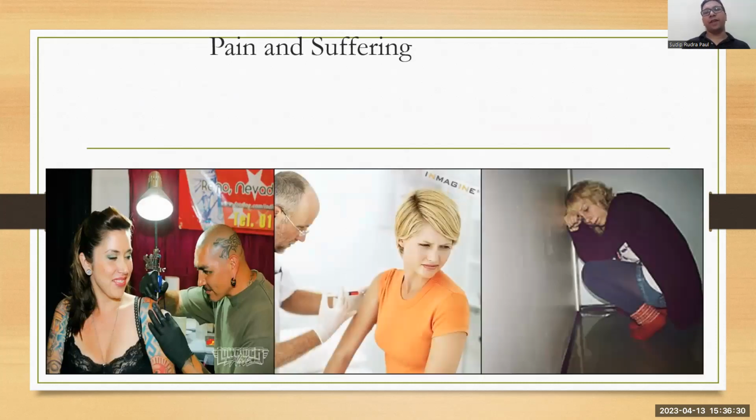Pain versus suffering. You can see three pictures. In the first picture, the lady is having a tattoo. In the second, the middle picture, the lady is having an injection. The color is a little red, so it may be a multivitamin injection. The third lady is not having anything. So in which picture is the person suffering more? You can see and you can just write. Third one, no? Yeah.